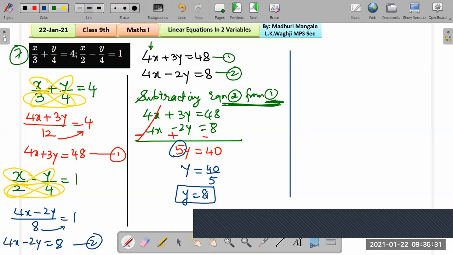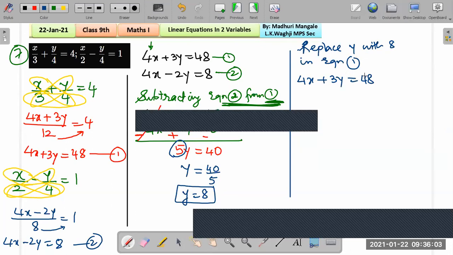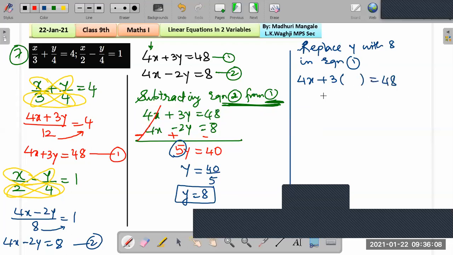Substitute y in any one of those equations, either equation 1 or equation 2. Okay, so I would suggest going with any one of them. You will get the same answer still. So replace y with 8, let's say in equation 1. So 4x plus 3y equals 48. We need to replace this y with 8. So replacing y with 8. Be very careful and solve it. I know you will get it right.